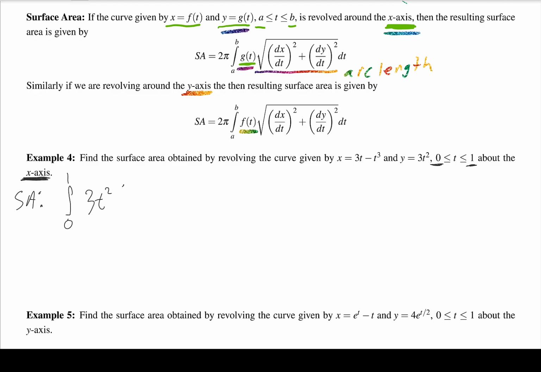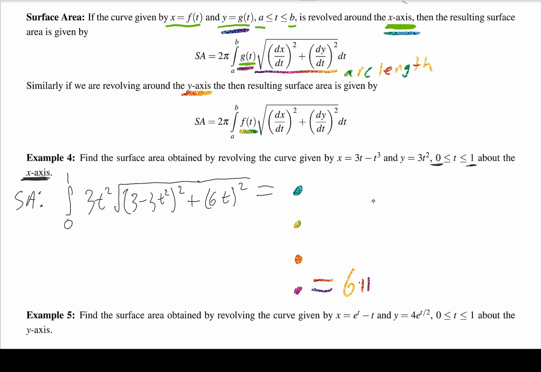times, now we should have our arc length formula, right? So the square root of dx/dt, which would be 3 minus 3t squared, we have to square that, plus dy/dt. So it'll be 6t, and then we have to square that. Okay. And when we calculate this out, so I'm going to leave this as another practice problem, we should get 6 pi times 8 over 5.